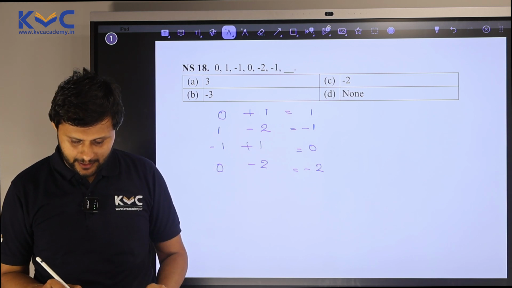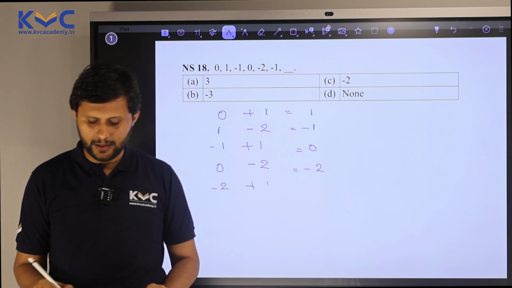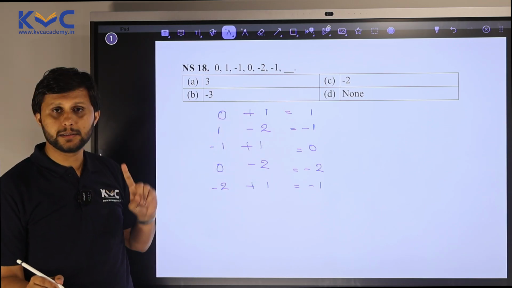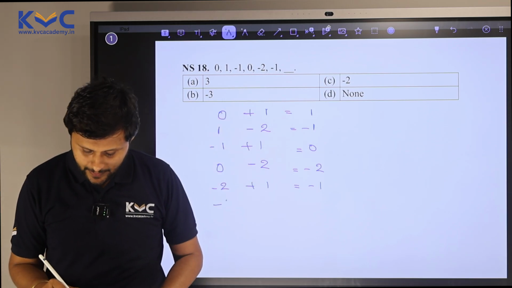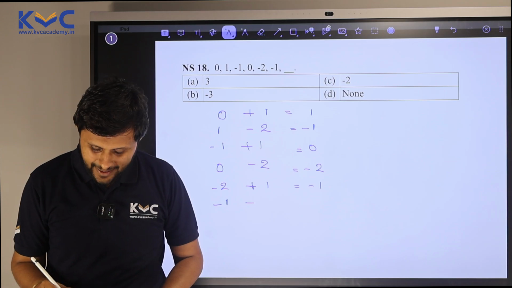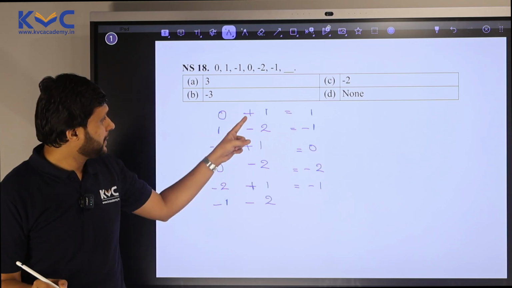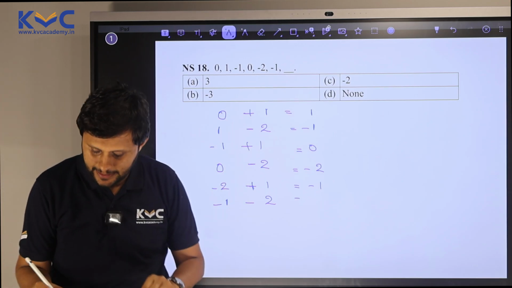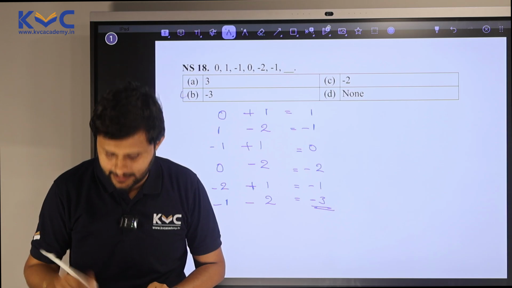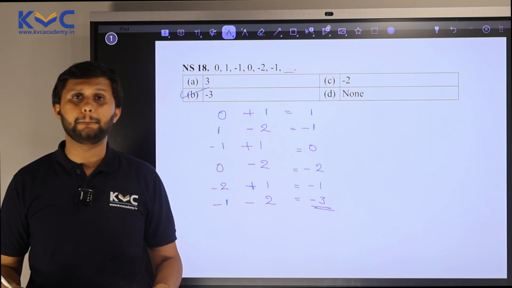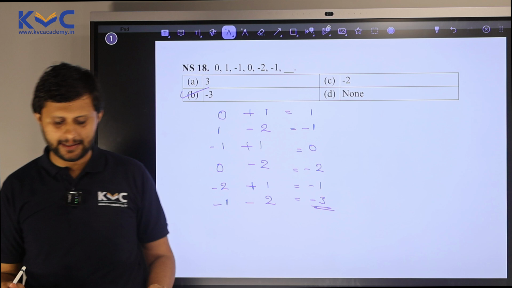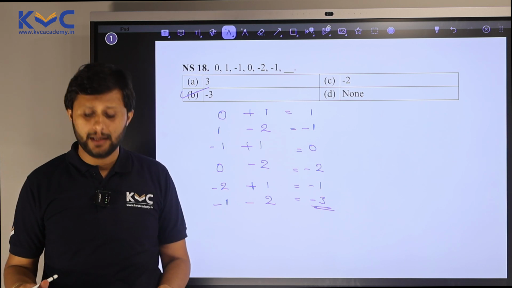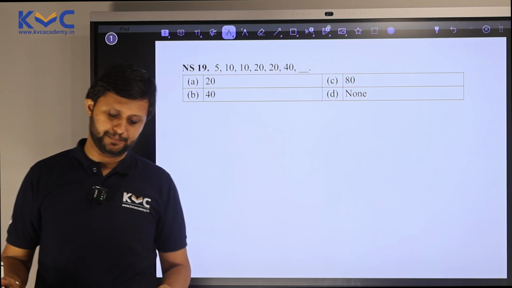So it should be plus 1 again. So let's check minus 2 plus 1. You get minus 1, which is the next given number for us. Minus 1 is given. So now what do we need to do? This minus 1, minus 2. The pattern says plus 1, minus 2, plus 1, minus 2, plus 1, minus 2. And the answer is minus 3. Option B. Option B is the right answer. That's number 18. Moving on to question number 19.